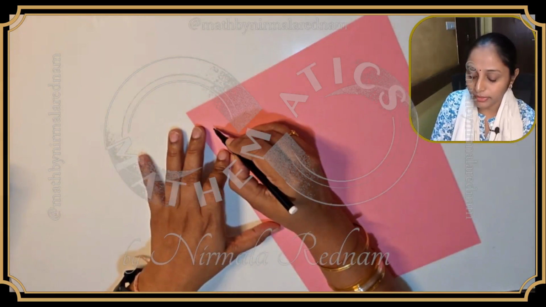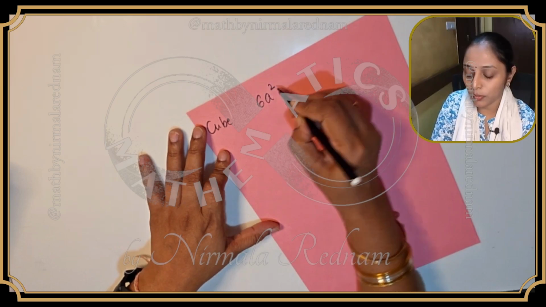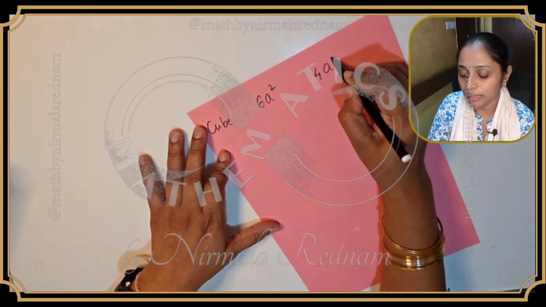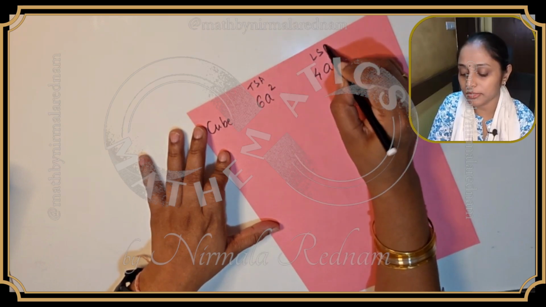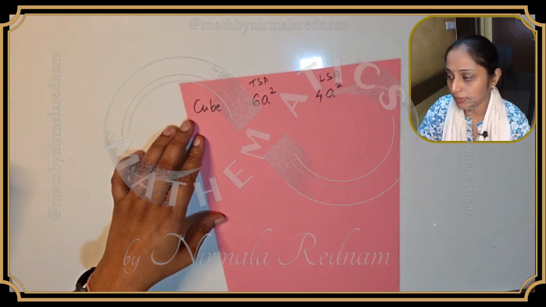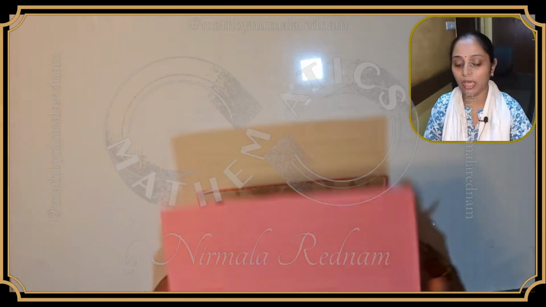So let us write it down. For a cube, we have 6A square, right? And lateral will be 4A square. If this is total surface area and this is lateral surface area, right? Now let's come to the cuboid. Now what do I have in a cuboid?